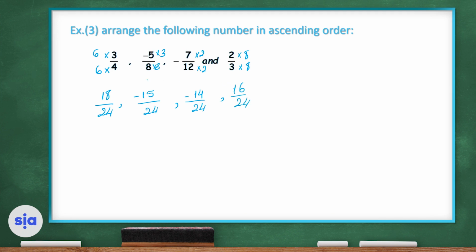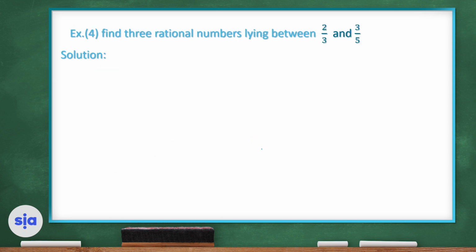Ascending order, as we said, from smallest to biggest. So this is number 1, this is number 2, this is number 3, and this one is number 4. So number 1 is negative 5 over 8. Number 2 is negative 7 over 12. Number 3 is 2 over 3. And then the last one is 3 over 4.